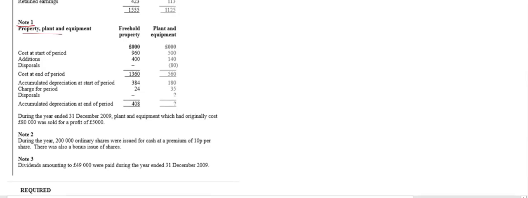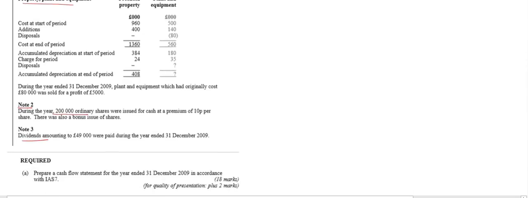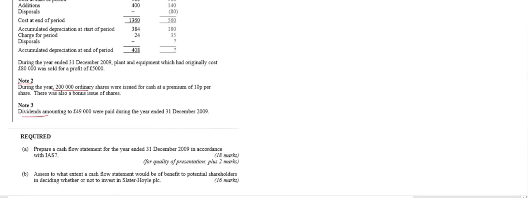Note 1 regards property, plant and equipment. Note 2 regards some share issue. We'll take it in the financing activities, and dividends, also financing activities. And pretty much that's it. Then they ask you to prepare a cash flow statement for 2009, and it is always based on IAS 7. It's 18 marks, and 2 for good writing and presentation.